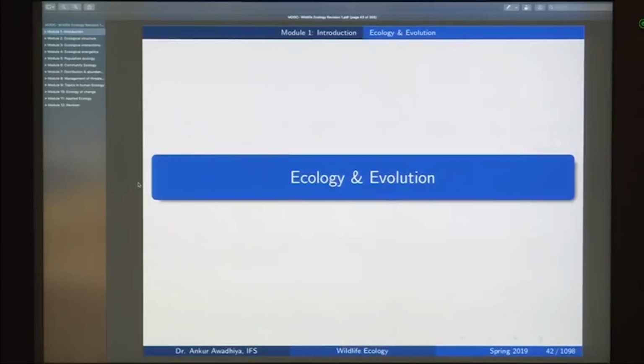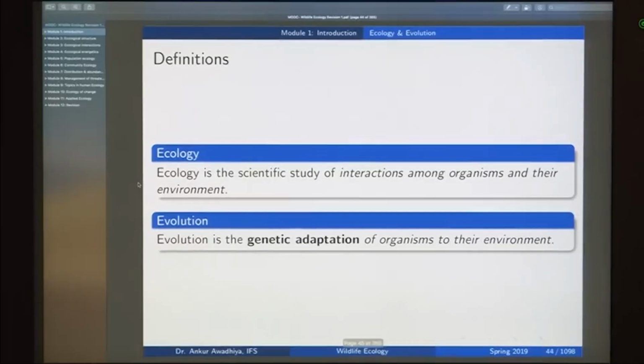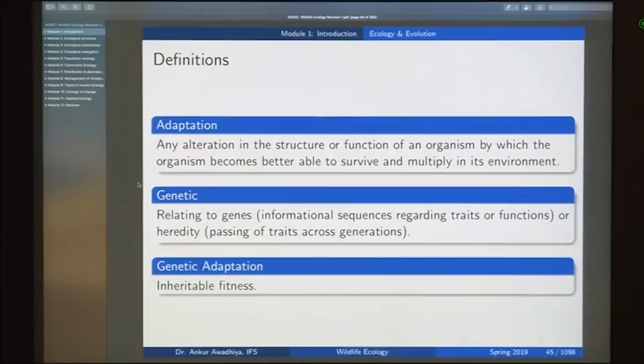ecology and evolution. In this lecture, we began with the definitions of ecology and evolution. So, ecology is the scientific study of interactions among organisms and their environment, and evolution is the genetic adaptation of organisms to their environment. So, we looked at this term genetic adaptation. Adaptation is any alteration in the structure or function of an organism by which the organism becomes better able to survive and multiply in its environment.